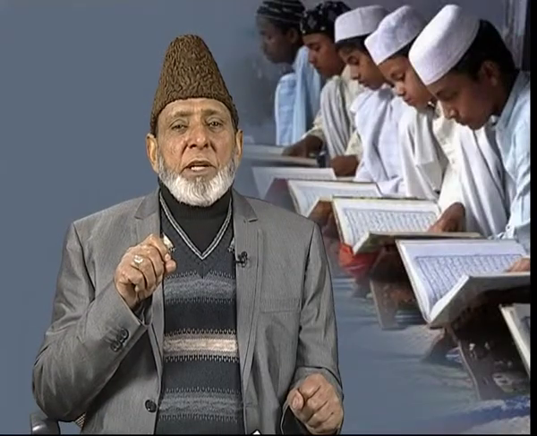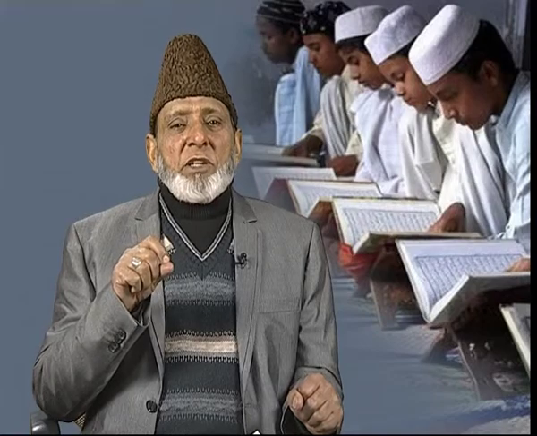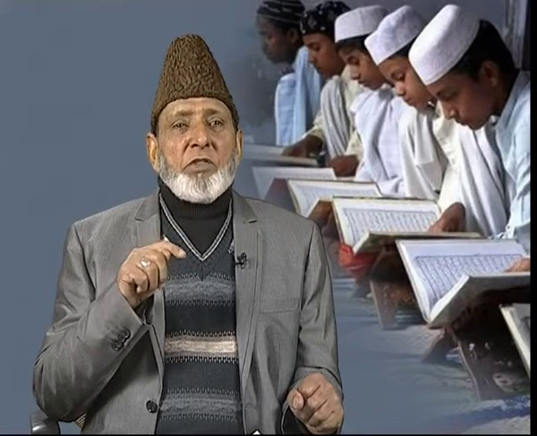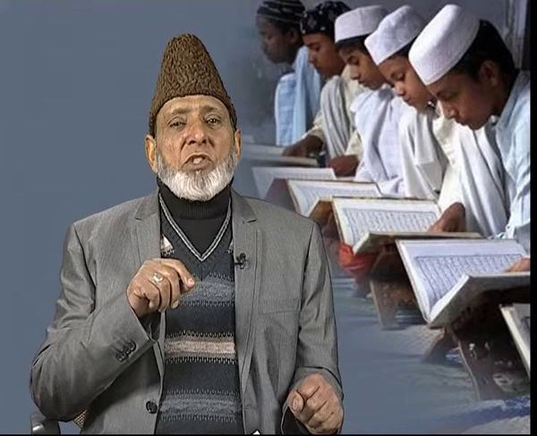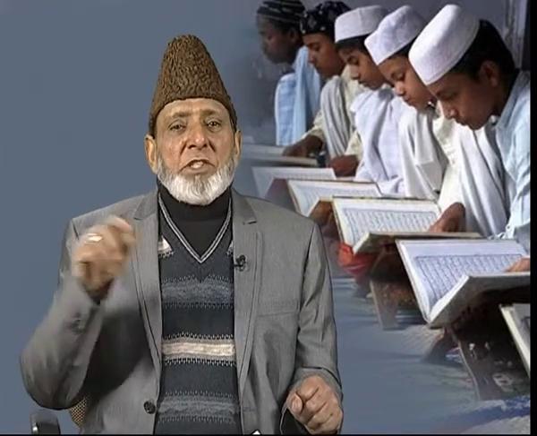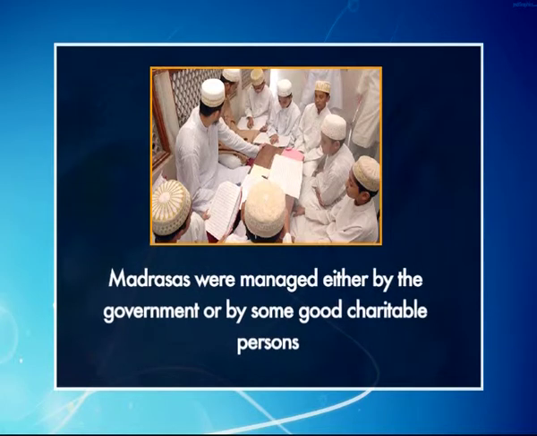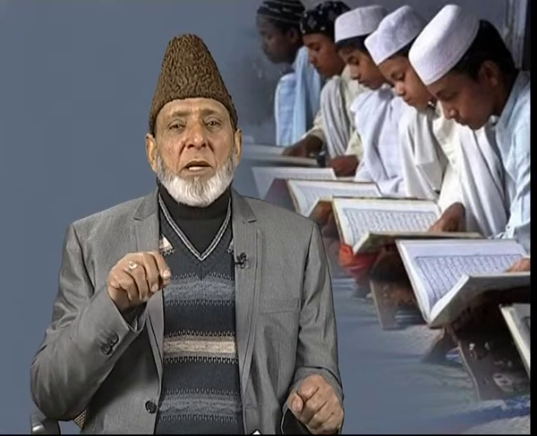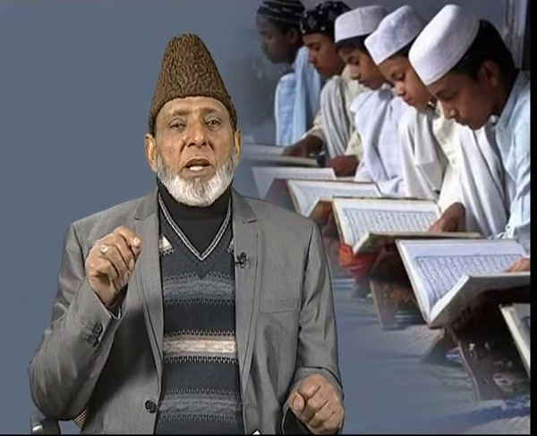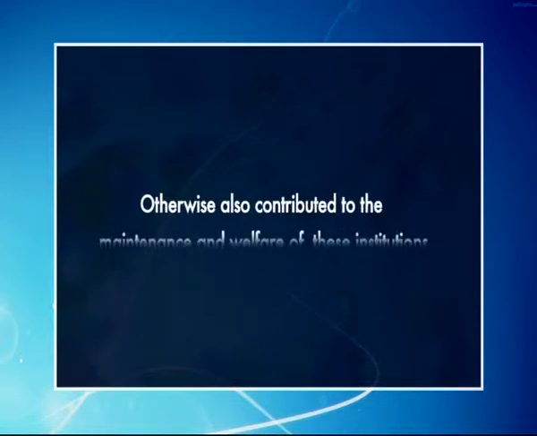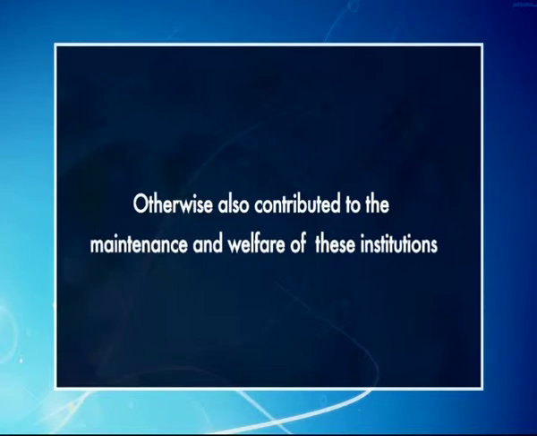In the medieval period, the Muslim schools imparting secondary education were known as madrasas. These madrasas were institutions of higher education. The first madrasa was started in Calcutta, which later grew into a mighty college. It had thousands of students on its rolls and was very famous throughout Asia. The madrasas were managed either by the government or by some good charitable persons. Sometimes jagirs, that is landed property, were gifted to these madrasas by the landlords for their maintenance. They otherwise also contributed to the maintenance and welfare of these institutions.